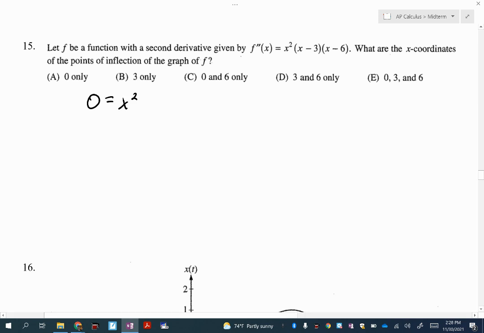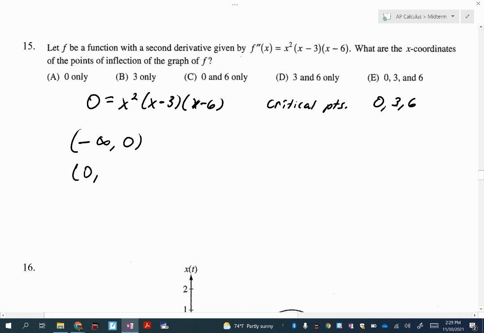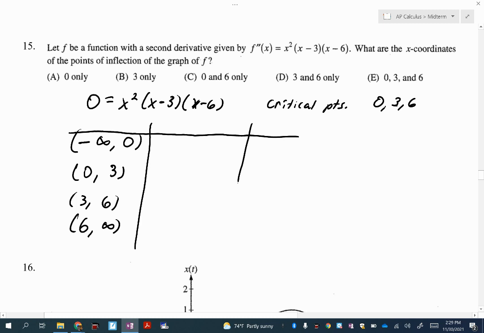I have x squared times x minus 3 times x minus 6, my critical points are 0, 3, and 6. So if I break down my interval into negative infinity to 0, 0 to 3, 3 to 6, and 6 to infinity, and do a little sign analysis, I can figure out where my function is concave up or down, and ultimately then find my points of inflection.